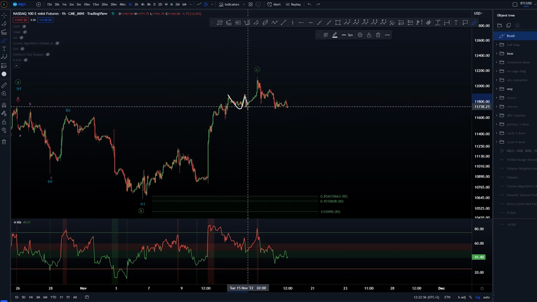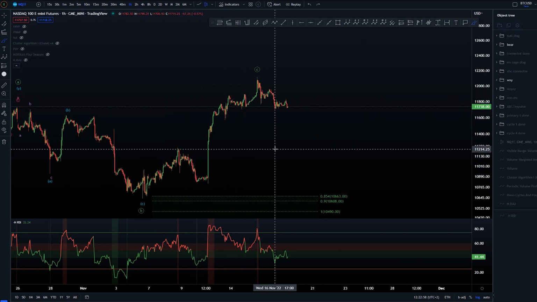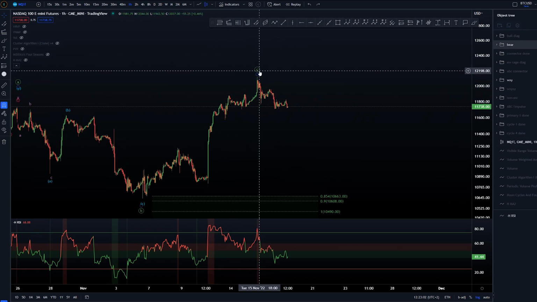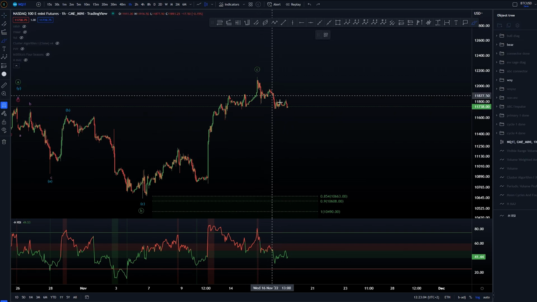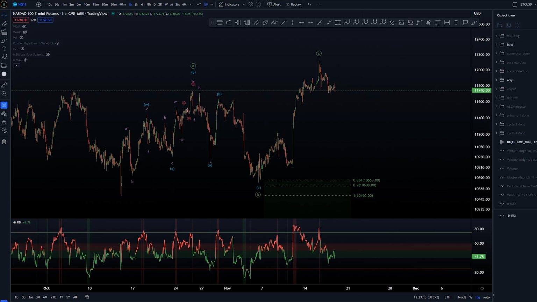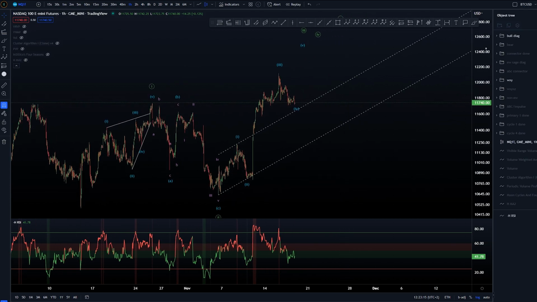So there is definitely an alteration between these two wave structures. So there is potential that the whole wave C is done. However, I don't think that is very likely. We can check out the more bullish case and check out the reasonings there as well. So let's change to the bullish case for now.